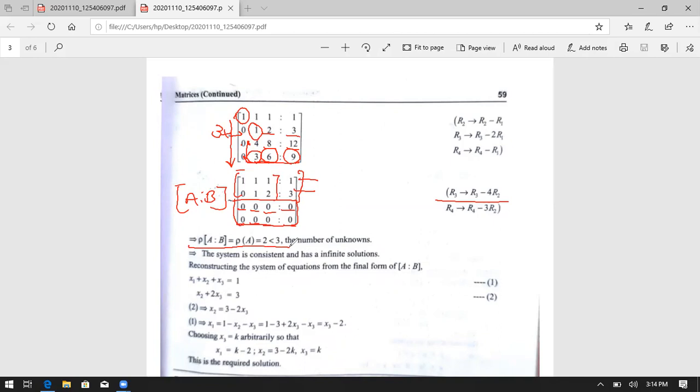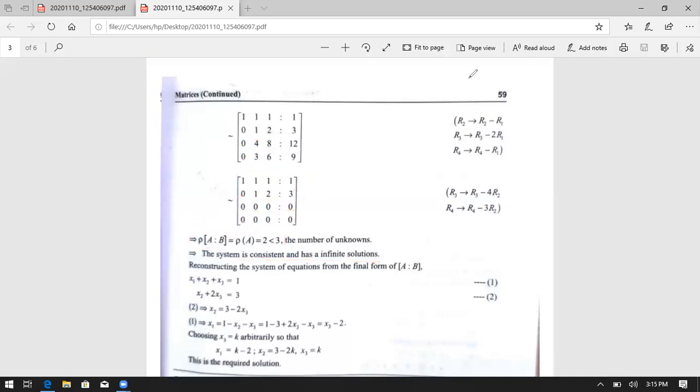That is less than 3, the number of unknowns. Rank of AB is equal to rank of A equal to 2, that is less than 3, the number of unknowns, means the system is consistent and has infinite solutions. Remember this one. Next, reconstruct the system of equations. Reconstruct means you take the matrices. See here, first you reconstruct.